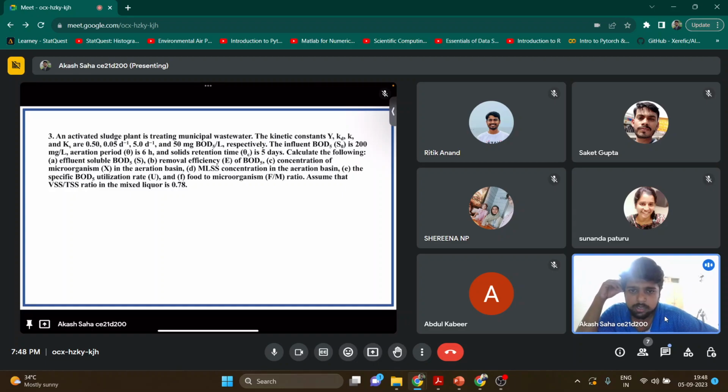So here we have to calculate what will be my effluent soluble BOD, that is my SE, what is my removal efficiency, what is the concentration of microorganism, that is X, my MLSS value, then the specific BOD utilization rate, and then food to microorganism ratio.